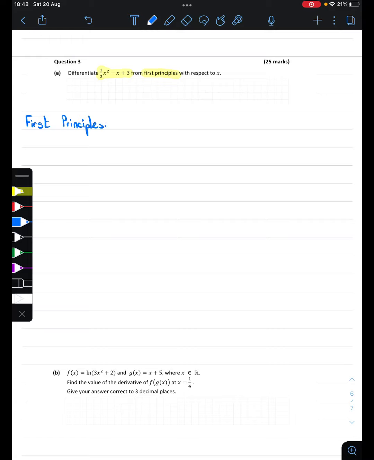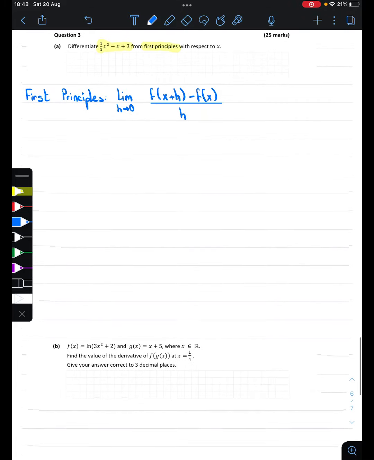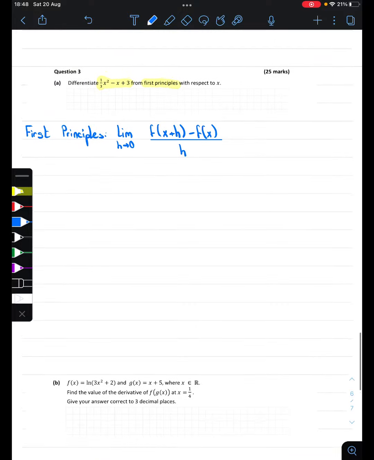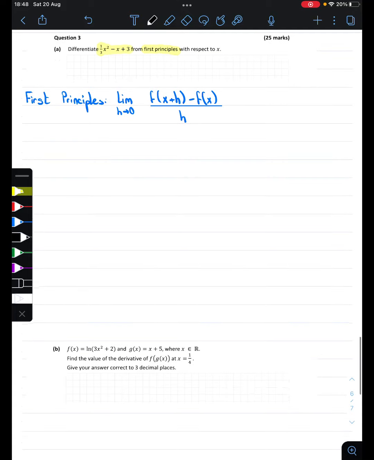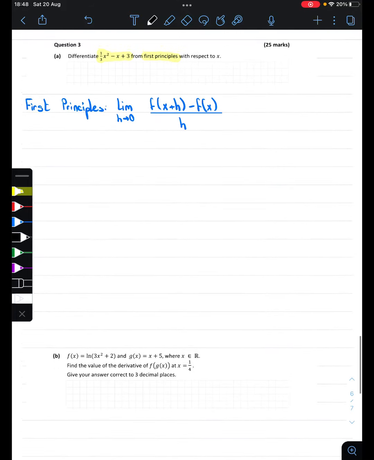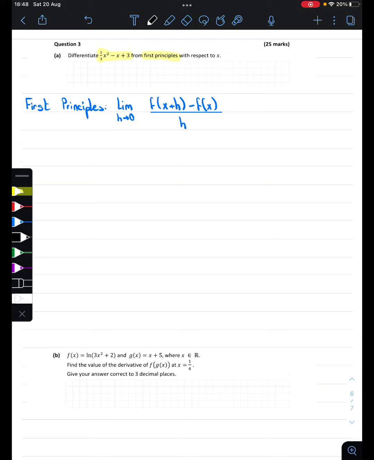Okay, so straight away, whenever you hear differentiate with respect to first principles, what this means is to use the definition of the derivative, which is the limit as h goes to 0 of the difference between f of x plus h minus f of x, all over h. So basically the infinitesimally small slope of f at x. Okay, so this is the definition of the derivative, and we want to use this definition to differentiate this 1/3 x squared minus x plus 3.